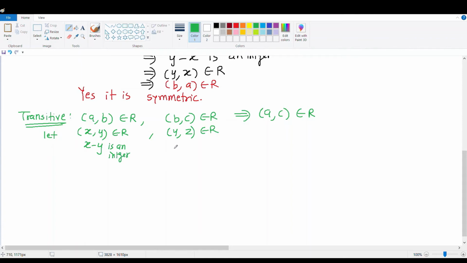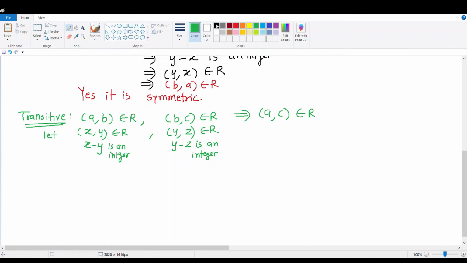And what did we say? That we have Y, Z also in R. That means Y minus Z is an integer, right? Because that's what the condition is to be in that set. And if you already have X, Y in relation R, then X minus Y is an integer. And if you already have Y, Z in R, that means Y minus Z is an integer.